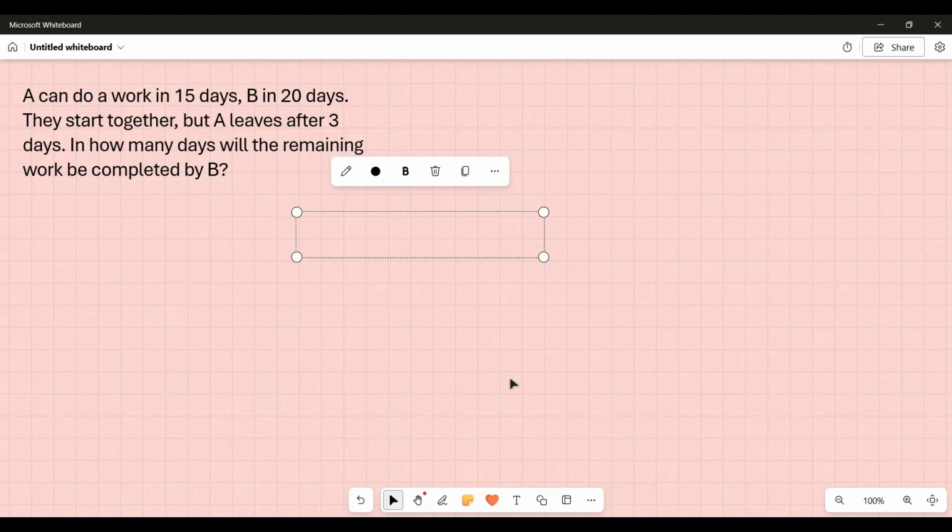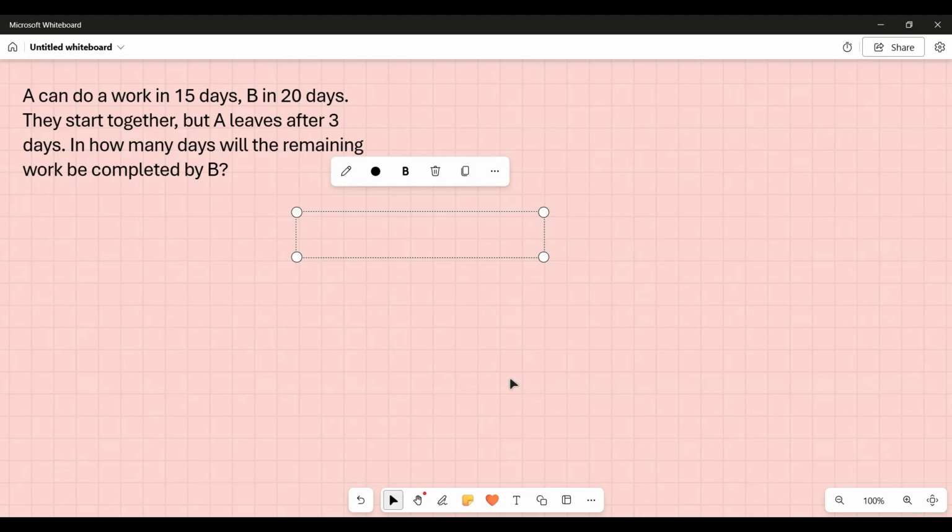This question is quite difficult compared to the previous one, but we will understand it easily. The person A can do a work in 15 days, B in 20 days. They start together, but A leaves after 3 days. In how many days will the remaining work be completed by B?